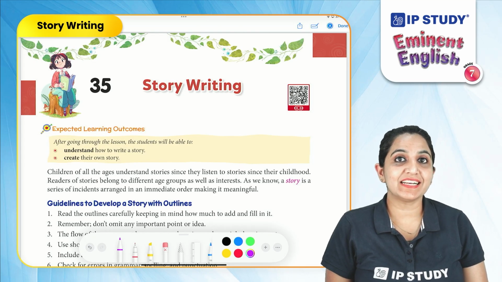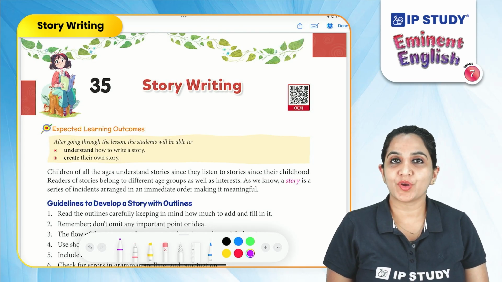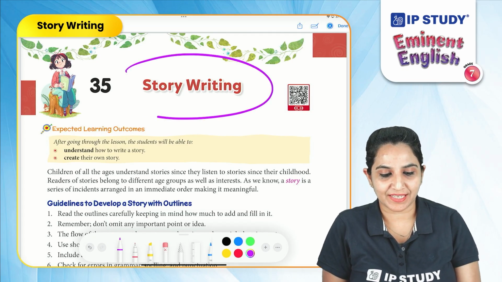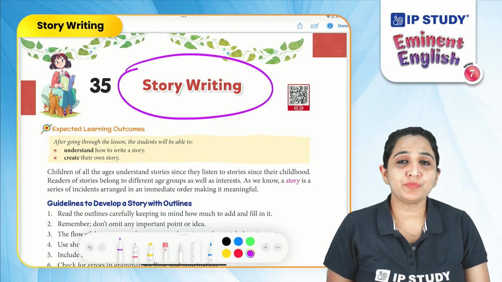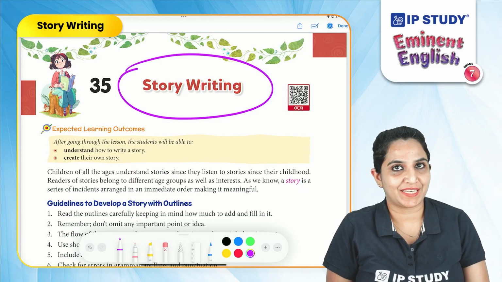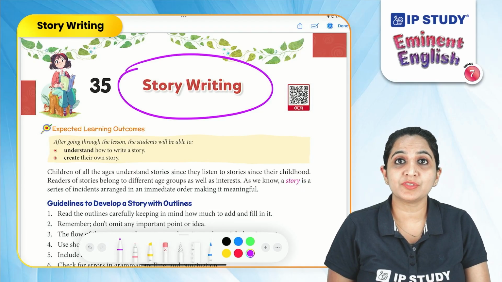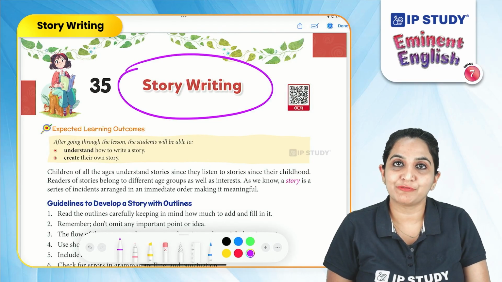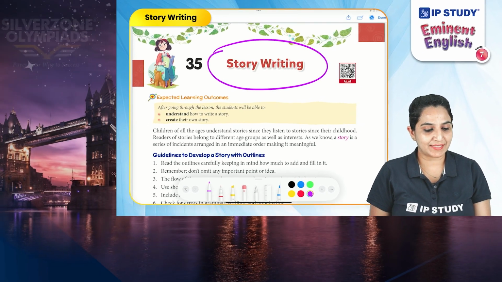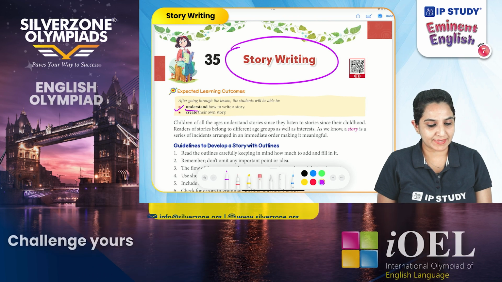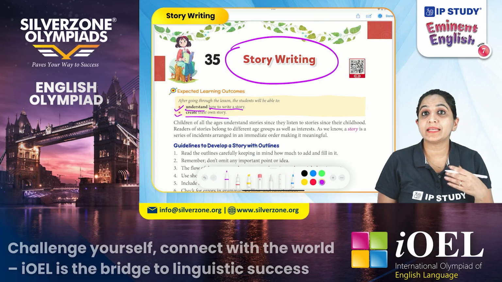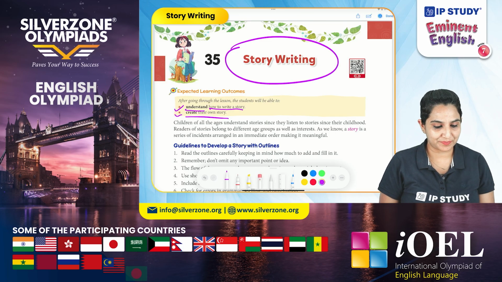Today, we will discuss the 35th chapter of Grade 7 English Grammar and our topic is story writing. Stories are one of the most interesting forms of writing because they allow us to use our imagination, creativity and language skills freely. Before the end of this lesson, you will be able to understand how to write a story and create your own story. That means you can create your own stories.